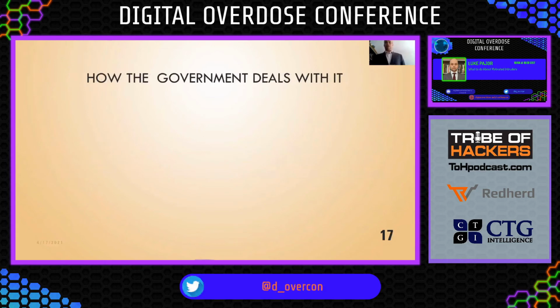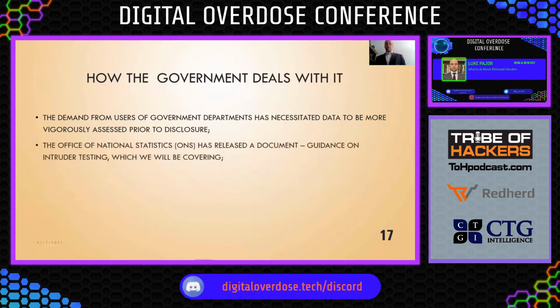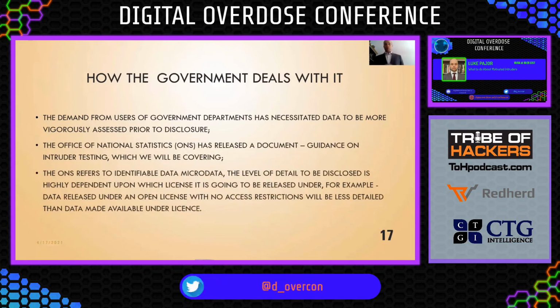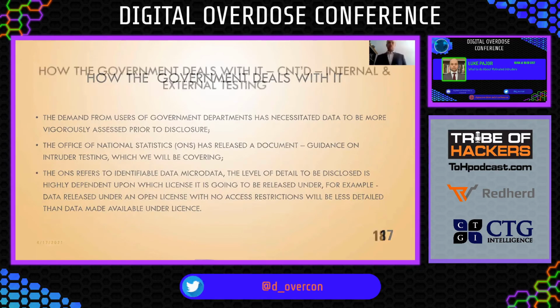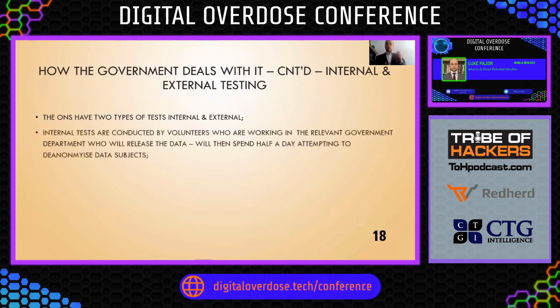Now, how does the government deal with it? For this particular talk, I've chosen to stick to the Office of National Statistics as an example, the ONS, because they are a very data-rich and data-heavy usage part of the government. As you know, the demand from users of government departments has necessitated data to be more vigorously assessed prior to disclosure. The ONS themselves have, of course, released guidance on this matter, and they refer to identifiable data as microdata. So, moving on with that, the ONS have 2 types of testing, internal and external. Let's go through their differences.